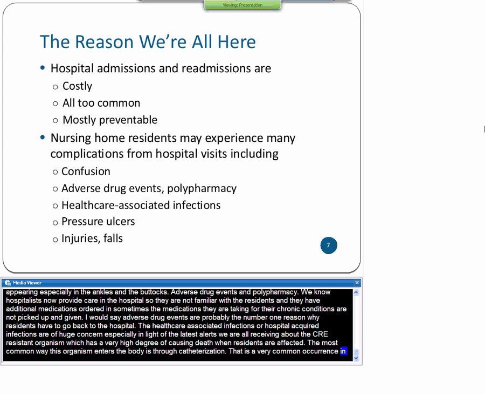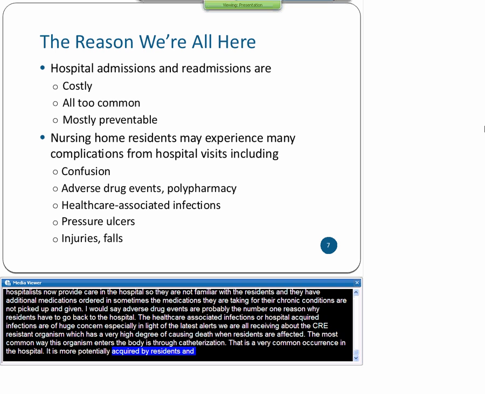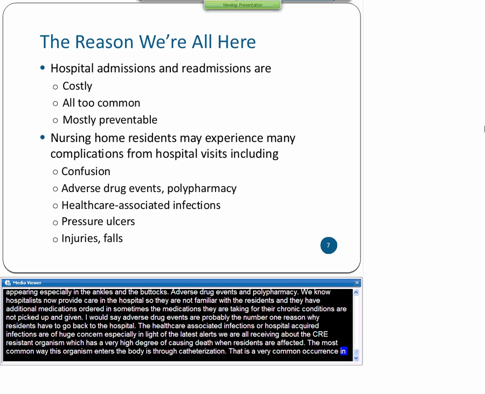I mentioned pressure ulcers and injuries, and falls occur because they're in a strange place and unable to navigate it safely.